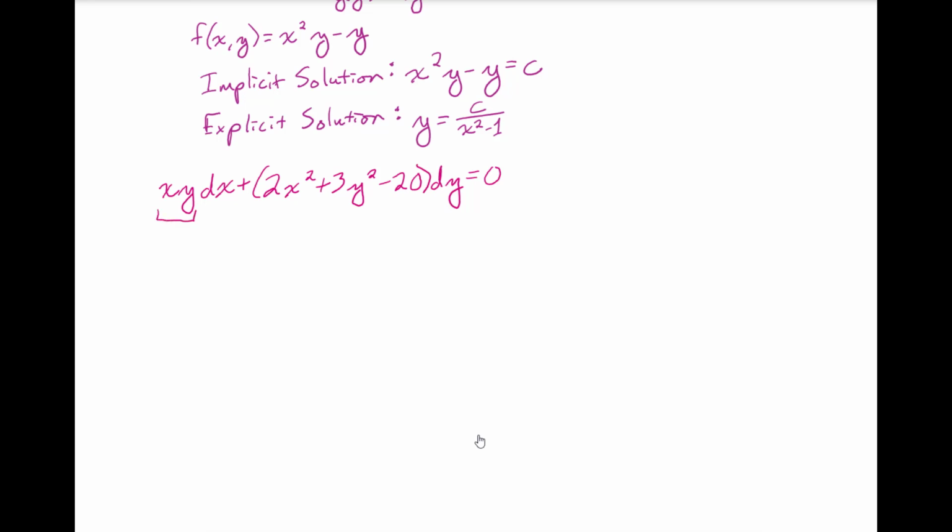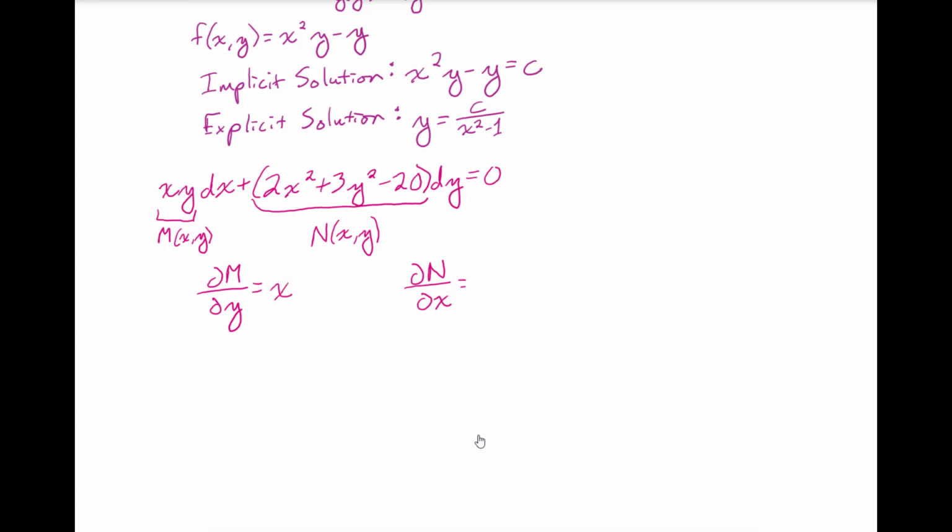So xy is M of x,y. 2x squared plus 3y squared minus 20 is N of x,y. So remember, the first thing that we need to look at is the partial derivative of M with respect to y and the partial derivative of N with respect to x. When I take the partial derivative of M with respect to y, I simply get x.